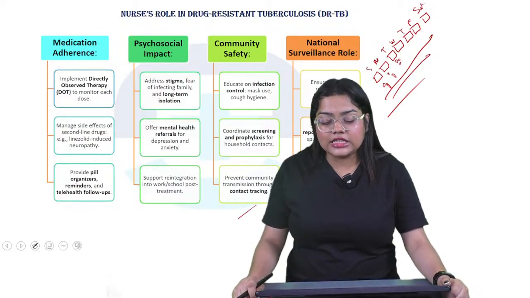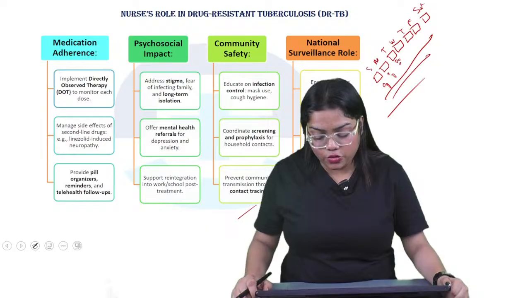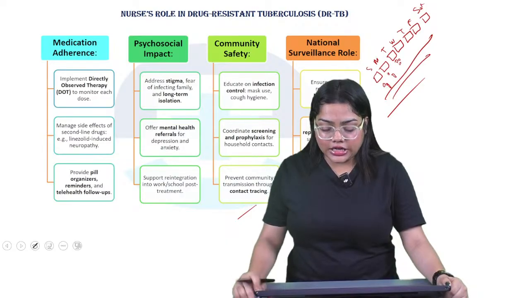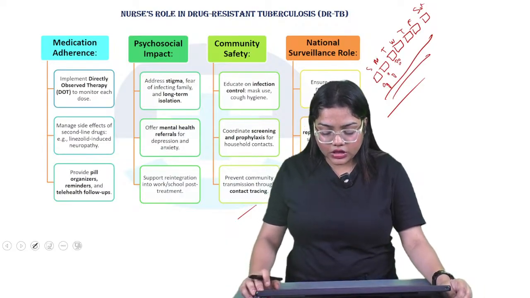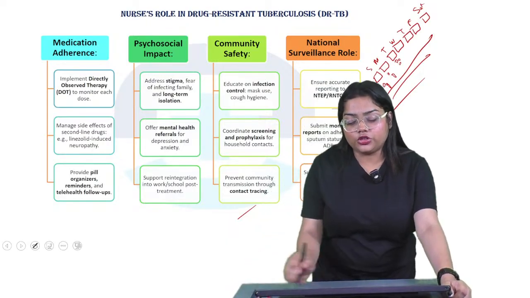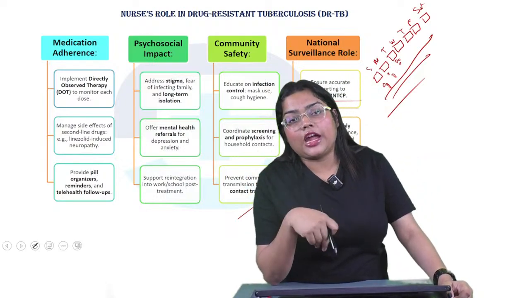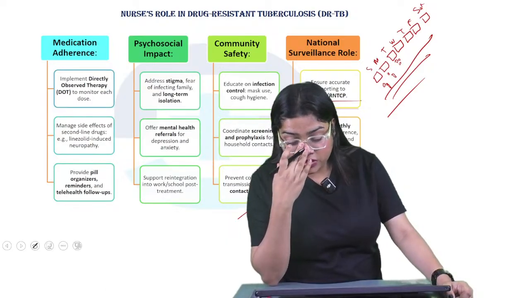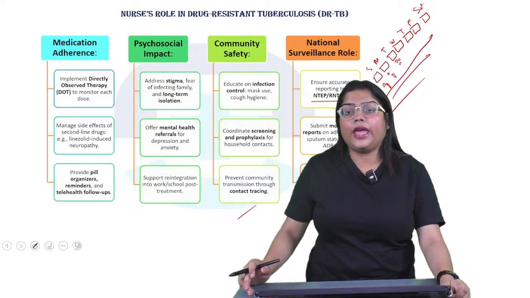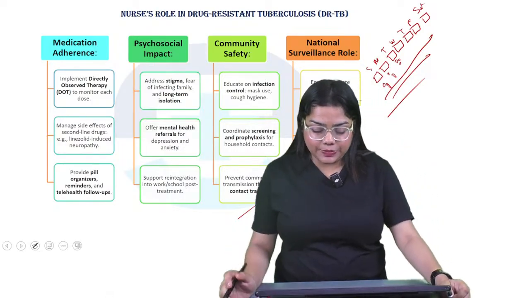Then lastly, the national surveillance role. So in the national surveillance role, as a nurse, the steps we can take are to ensure accurate reporting to the National Tuberculosis Elimination Program and RNTCP, okay. So for both of them we should always report, like if a new case is coming, if the person with tuberculosis has died, or the person, after being given DOTS, has become drug resistant, these kinds of cases, everything we have to record and report to the NTEP and RNTCP, okay.